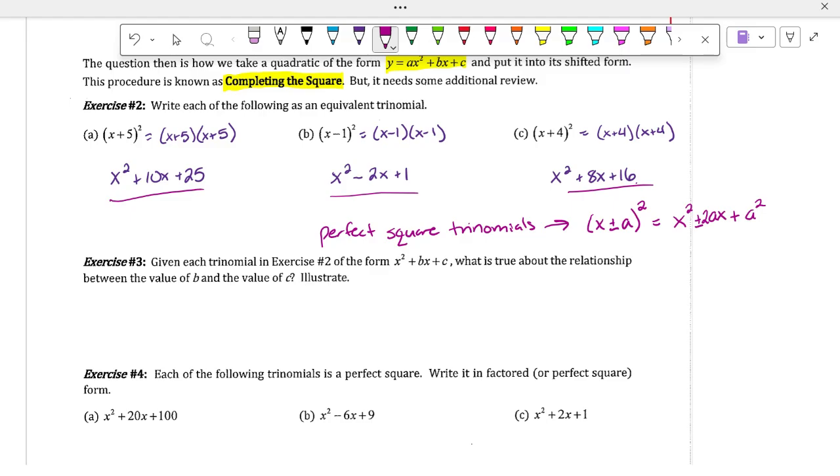So if you look at this, the B and the C, what is true about that relationship? Well, let's kind of look here. So the B and the C here, let's see, we got 10x and 25. Or just 10 to 25. That's our B, that's our C. Then we got -2 and 1, and 8 and 16.